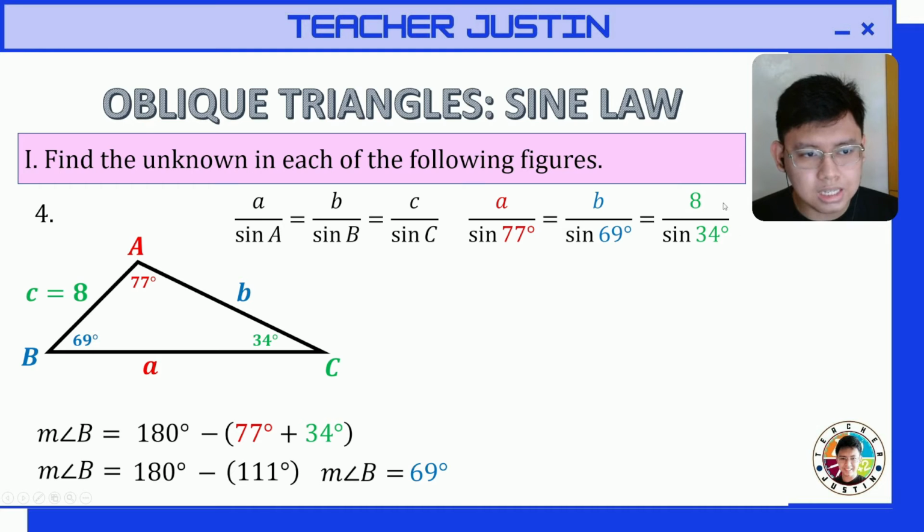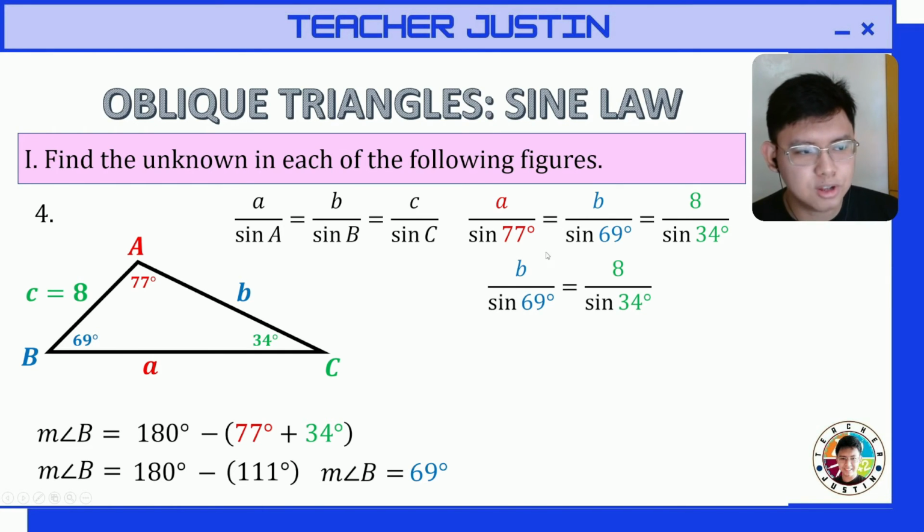Now, hanapin natin yung complete fraction natin. So, in this case, meron tayong complete fraction, 8 over sine 34 degrees. Kunin natin yan and equate natin either to A or B na fraction. So, let's equate it to B muna para ma-solve natin yung side B.